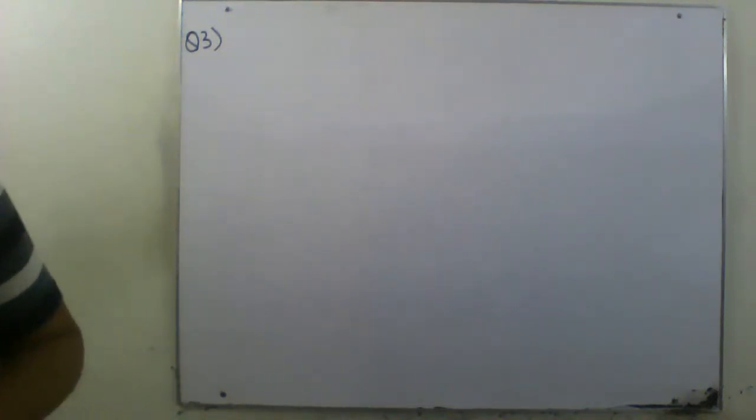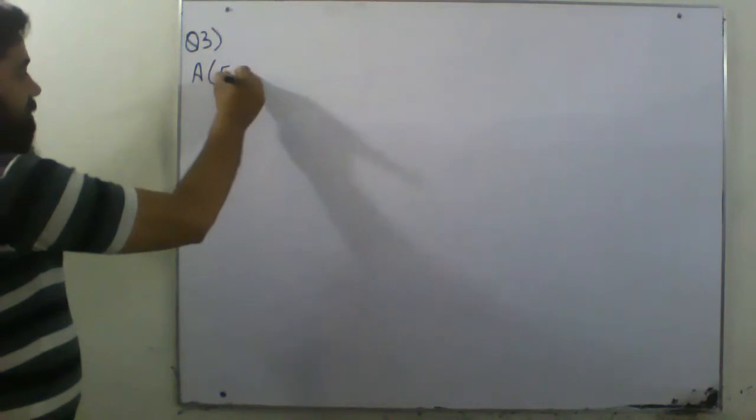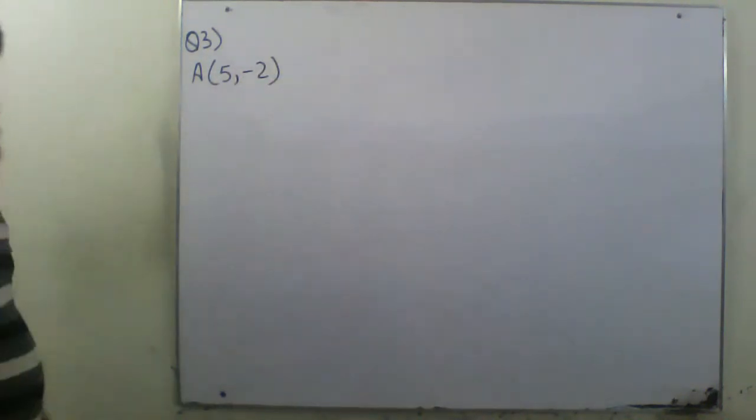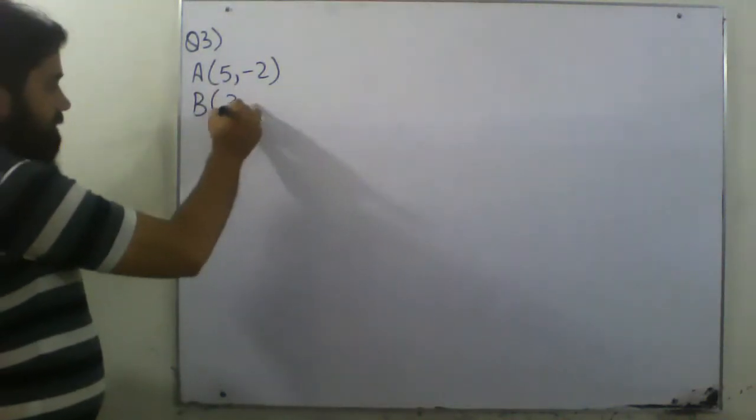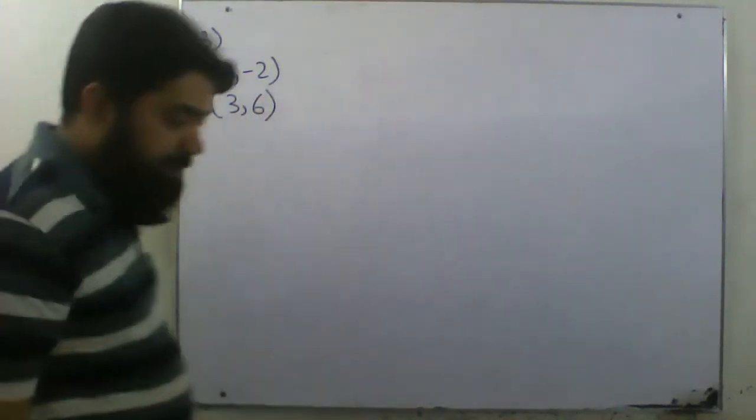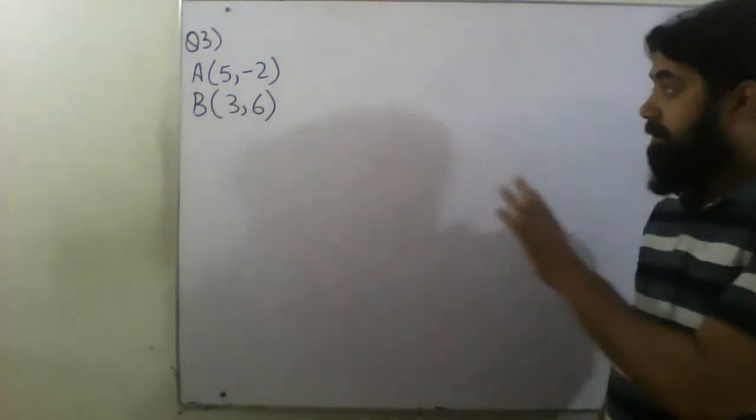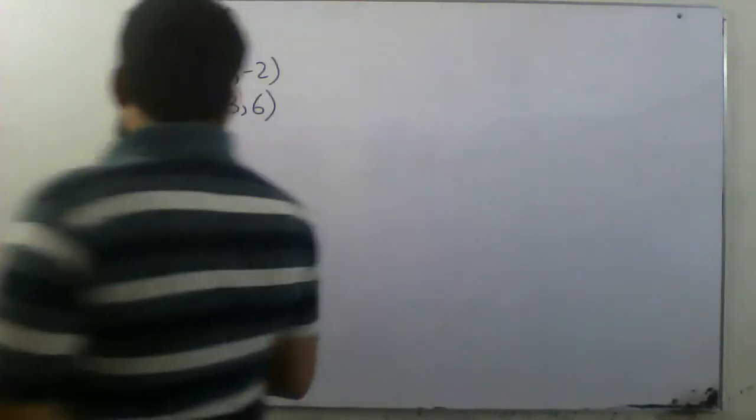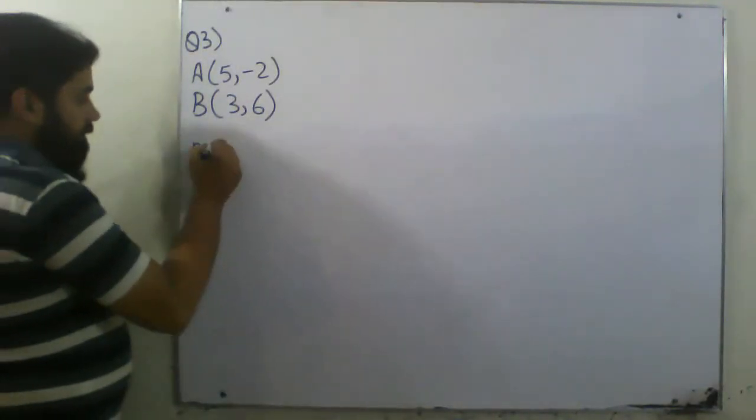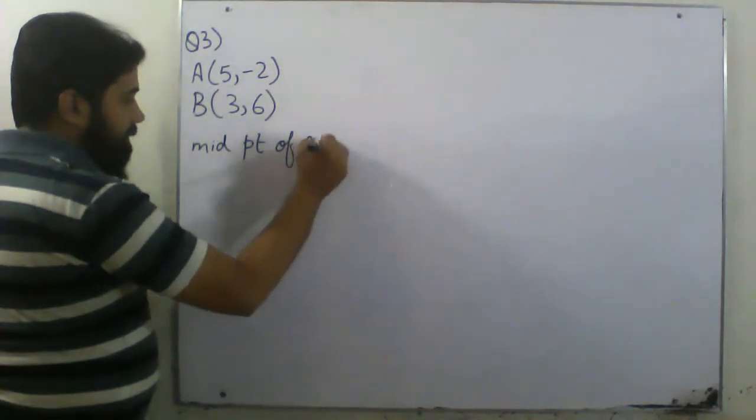So question number 3, I have got coordinate A as 5 comma minus 2. That's my first coordinate given, and B is given as 3 comma 6. So first thing they are telling us is that we have to find the perpendicular bisector of this one. So how will I find the perpendicular bisector? First of all, midpoint of AB, right?